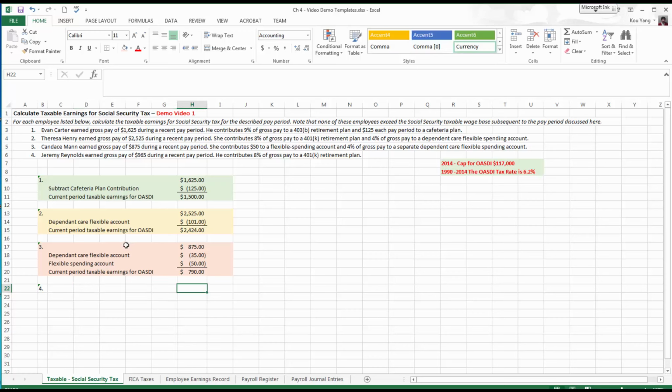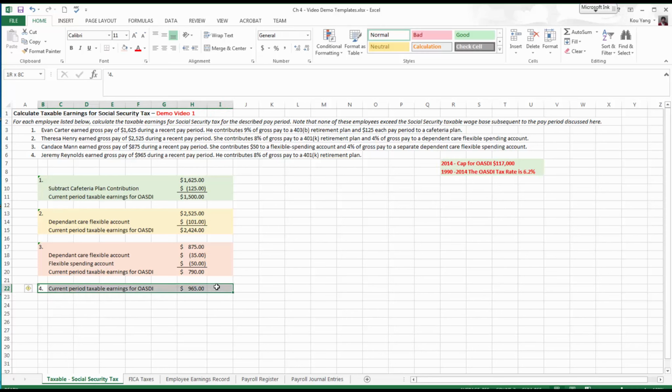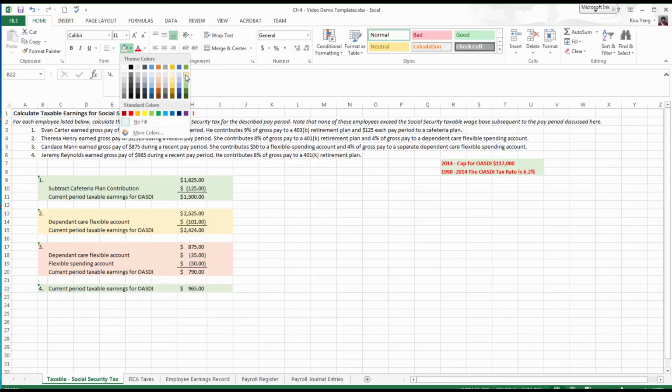Last but not least, for Jeremy Reynolds, he earns a gross pay of $965 during a recent pay period. He contributes 8% of gross pay to a 401k retirement plan. Remember that 401k retirement plans are taxable, so we do not need to do anything here. The entire $965 is taxable under OASDI or Social Security tax. Okay, so that's that one.